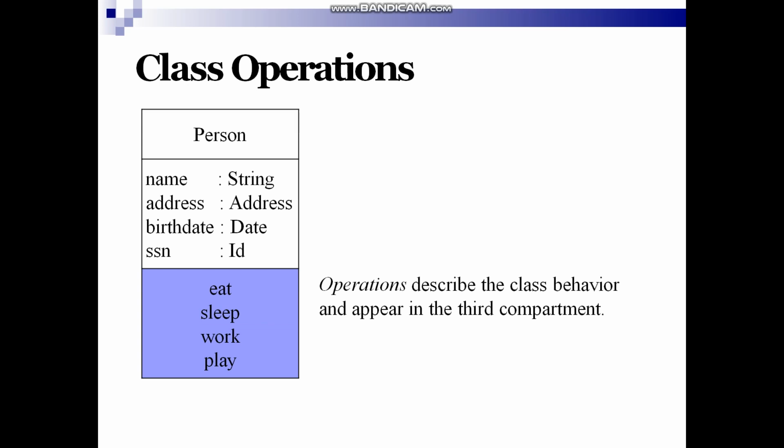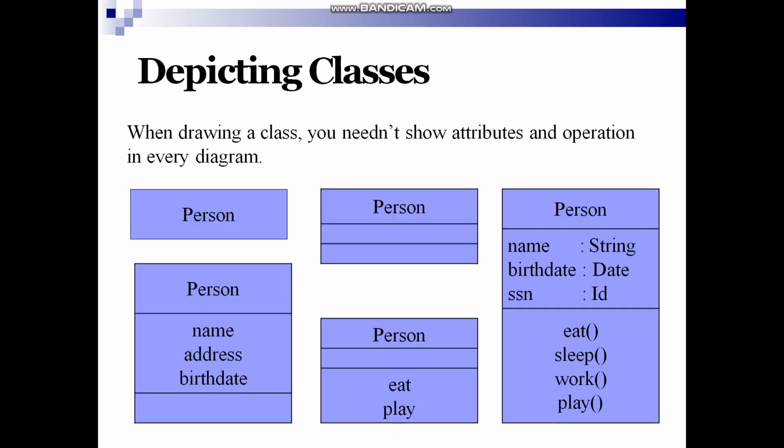Class operation. An operation describes the class behavior and appears in the third compartment. There are two types, operations and methods. To maintain the discipline, this is one type of operation. You have to declare this type of method in the class diagram. When drawing a class, you don't have to show the attributes and operations in every diagram. Each and every class consists of a class name, attributes, and operations.